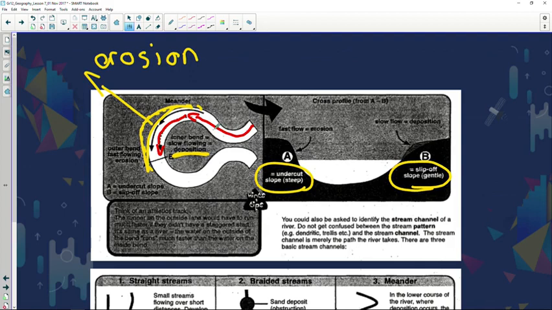Now, like I've mentioned, we can't steer the water. So as these waters get to the middle course and lower course, they start bashing into the sides of this river on the outer bend. That's known as the undercut slope. It's extremely steep because of the erosion taking place in this area. And then on the inside bend, all this eroded material is being deposited, creating a much gentler slope over there.